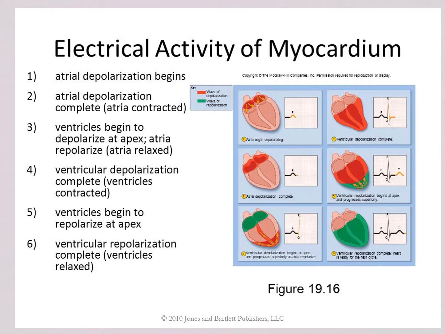Number 5, this is where the ventricles begin to repolarize, so they begin to relax, and again, relaxation starts at the bottom of the ventricles and then will work its way up. And you see now your QRS complex is complete, and you see the beginning of your T wave there. Number 6, we have complete repolarization or relaxation of our ventricles, and now we have one complete EKG rhythm. And then this process just continues over and over again. Let's go on.